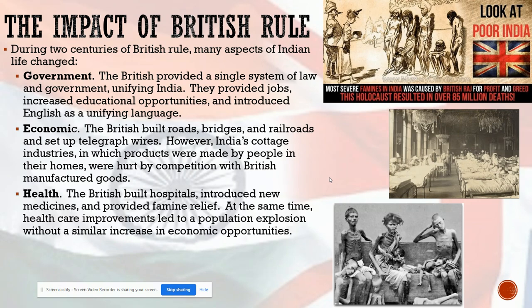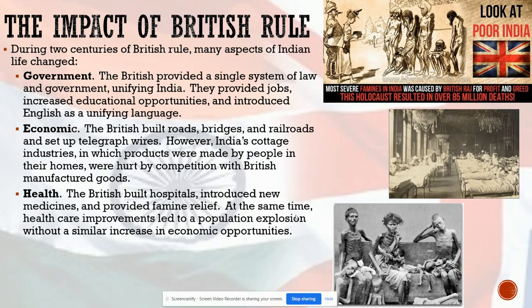And in health, the British built hospitals, they introduced new medicines, and provided famine relief. Whenever you do that, the population increases. So if you come in with new medicines into a poor area, people live longer, have more kids, and then you have a huge population increase. So at the same time, the healthcare improvements led to a population explosion, without an increase in economic opportunities. So you have a bunch of people that are being born, but you don't have any new jobs.